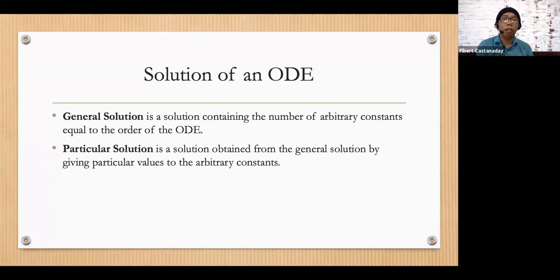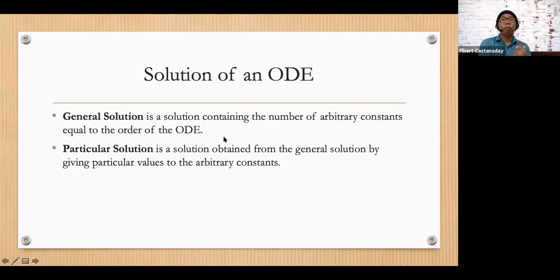None? Okay. The general solution is the first one we solve. Once we are dealing with differential equations, the first solution that we obtain is the general solution, because it contains the arbitrary constant c. As stated here, it is a solution containing a number of arbitrary constants equal to the order of the DE.